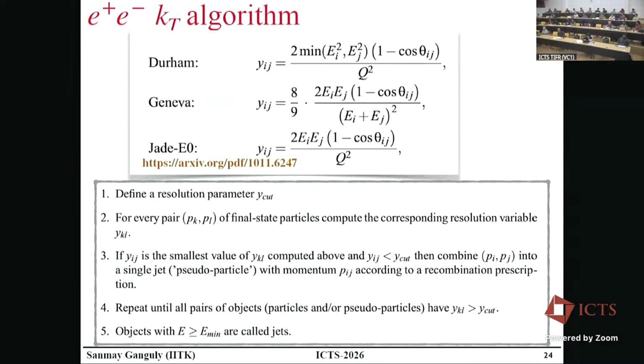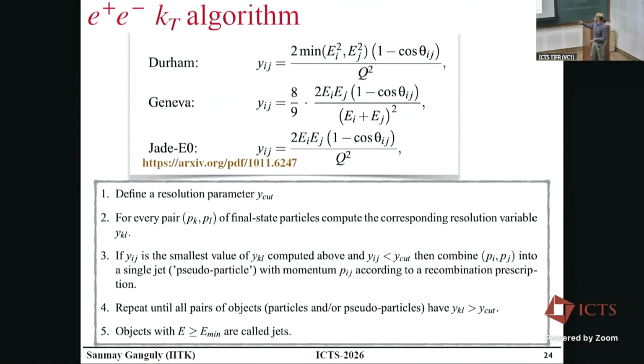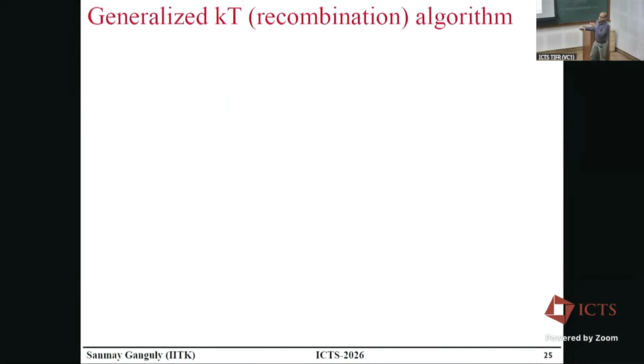Now, there were many different algorithms proposed, and we will just go through the distance metric to show you that it is essentially motivated by the Sudakov double log structure, where this part is essentially a delta E squared by E squared kind of structure, and the angular structure. And whatever iterative clustering algorithm there is was based on this metric structure. So what are popular these days? Yeah, Shomanda. Give him a mic.